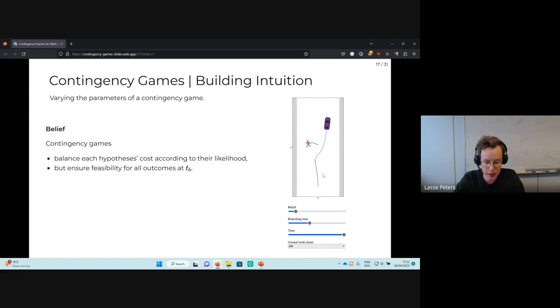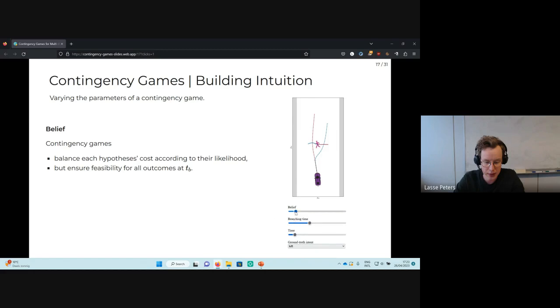And importantly, as I've said earlier, because this entire conditional plan is optimized jointly, the trunk will always be feasible for all outcomes. The robot cannot choose any action before TB which may render it without a feasible plan after TB.